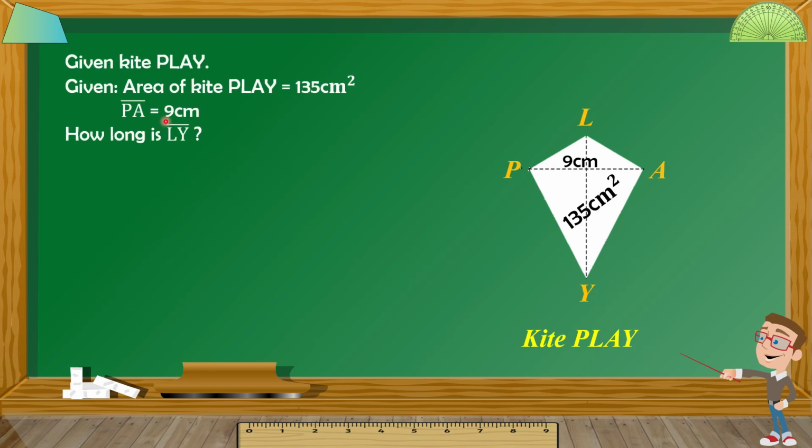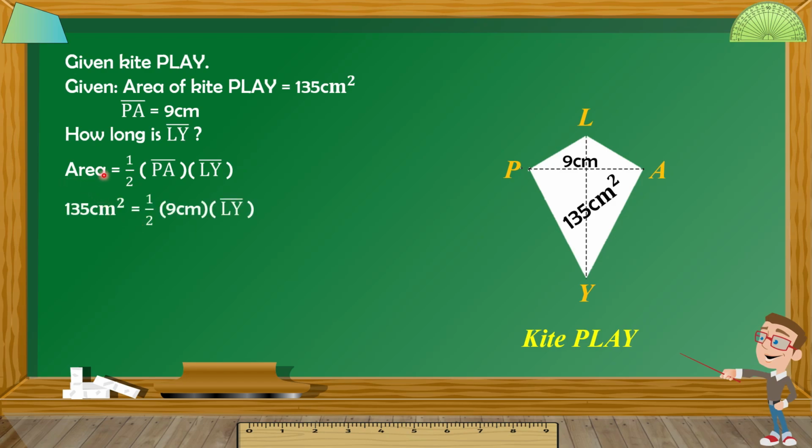Another example is, given kite PLAY, given yung area naman ngayon ng kite PLAY, which is 135 square centimeter. And given din yung isang diagonal natin, which is 9 centimeters. Kaya yung tanong is, how long is diagonal LY? Gaano daw kahaba itong LY na ito? So again, gagamitin natin yung equation na ginamit natin kanina, which is area equals 1/2 nung product nung mga diagonals natin. So we have PA times LY.